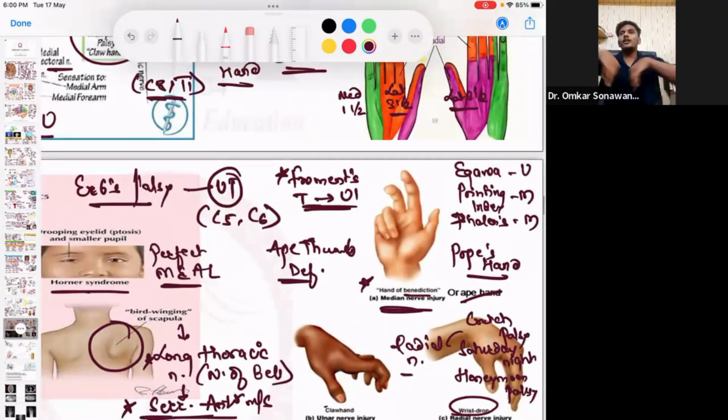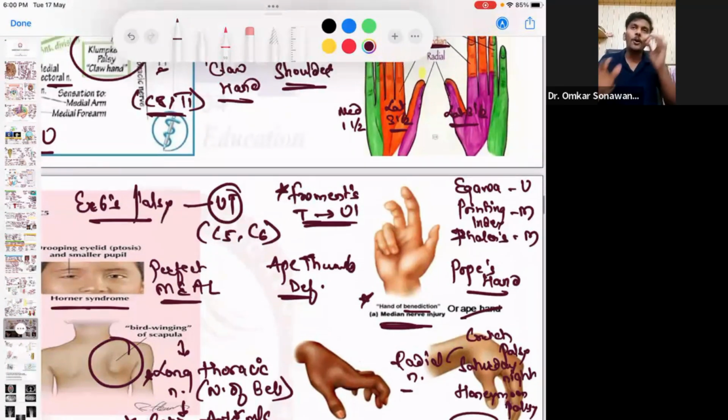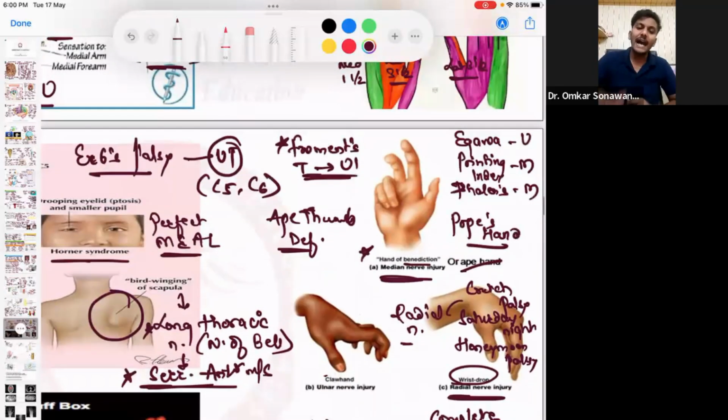Phalen's test is performed for median nerve injury. As I told you, reverse Phalen's test or Namaste is performed for diabetic cheiroarthropathy. A gap would be left. Okay, important. Pointing index sign: if you ask a patient to close the fist but he is not able to, and only the index is pointing, this is known as the pointing index sign. It is due to which nerve injury? Median nerve injury.